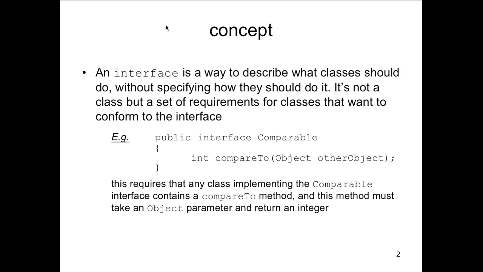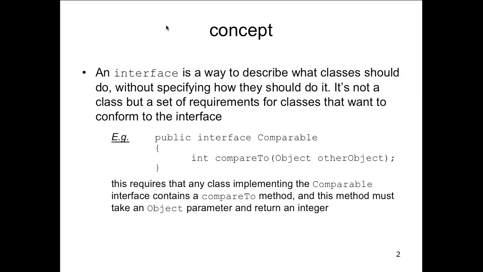So, what is an interface? It's not a class, it's an interface. So we create an interface. So an interface, well, what is it then? Well, it's a way to describe what classes should do without specifying how they should do it. Interesting. It's not a class, but a set of requirements for classes that you want to conform to the interface.